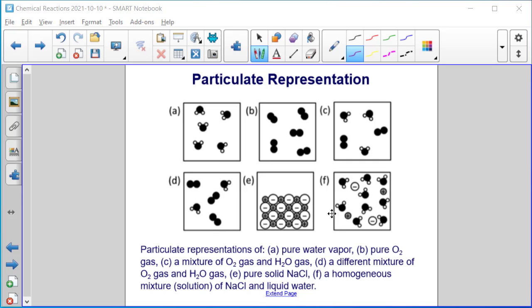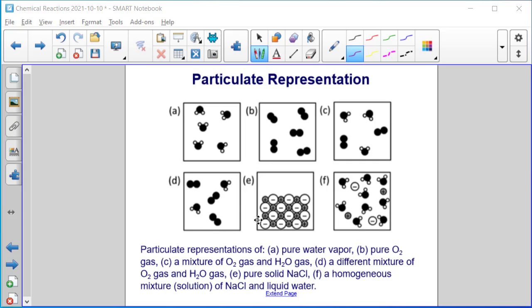Okay, in C, we have a mixture. See how it's the first two combined together, oxygen and hydrogen. In D, we have the same as C, but it's a different mixture. Do you see how here we have 3 waters and 2 oxygens? Here we have 3 oxygens and 2 waters, so just a different mixture, okay?